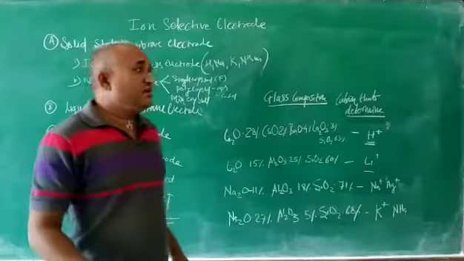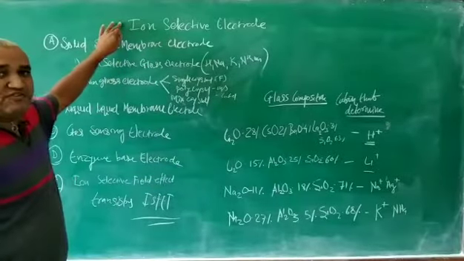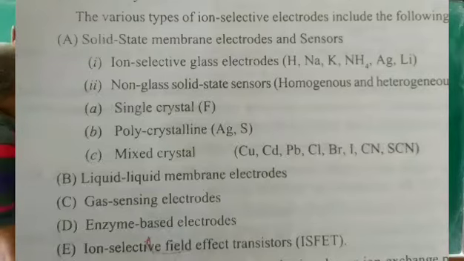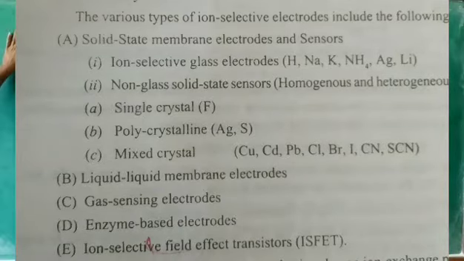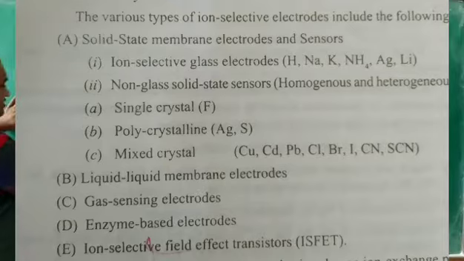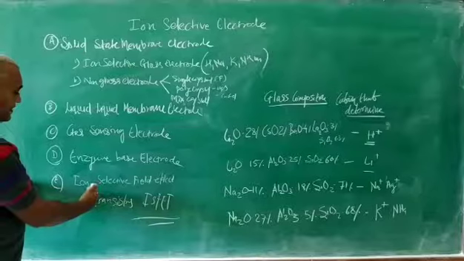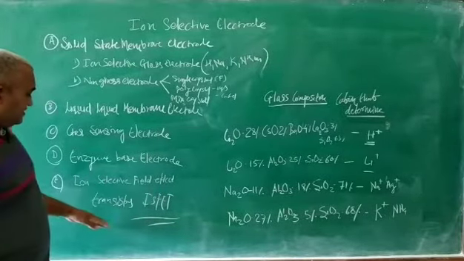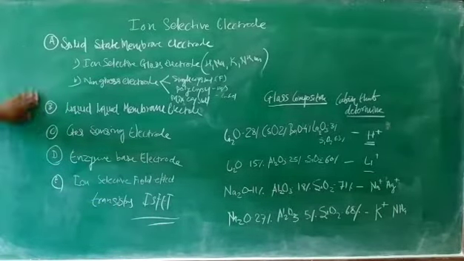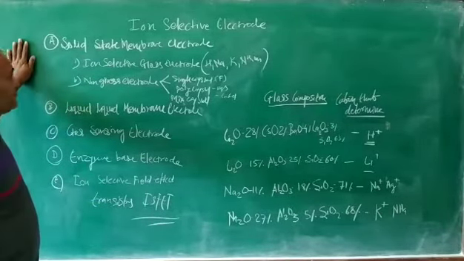So your third topic, ion selective electrode. These are the types of ion selective electrode. First, solid state membrane electrode. Second, liquid membrane electrode. Third, gas sensing electrode. Enzyme based electrode, and ion selective field effect transistor electrode. These are the types of ion selective electrode.